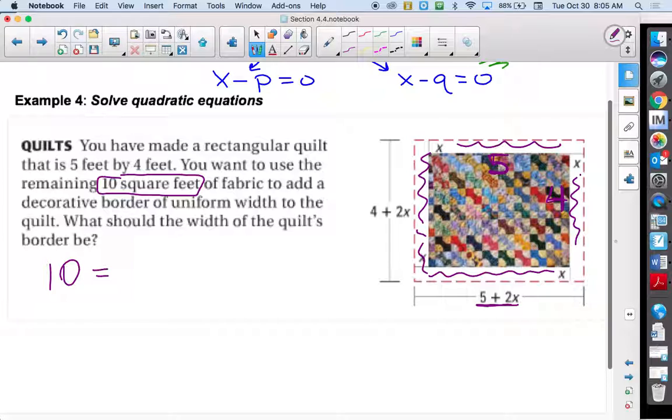How can we figure out, using this information that we have, how do we set up an equation that would be equal to that 10 square feet? So think about area, what you know about area, because 10 square feet, when it's square feet, we're talking about area. What would the area of this quilt be? So how could you look at the area of the quilt? Your end result, Julia? It's 4 plus 2x times 5 plus 2x.